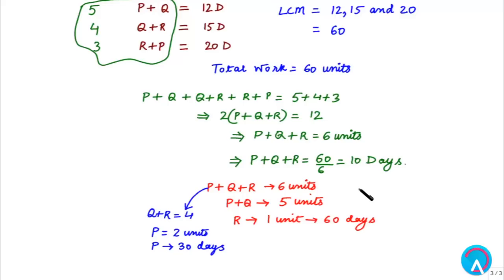And also, we've also seen that R plus P, that means R and P together, will complete 3 units of work in one day. From here, we can conclude that Q will finish 6 minus 3, that means 3 units of work in one day. So that would imply Q will take 60 by 3, that means 20 days to complete this piece of work alone.